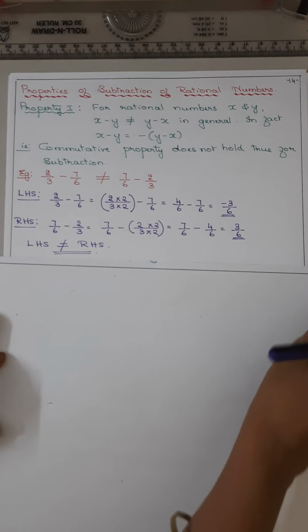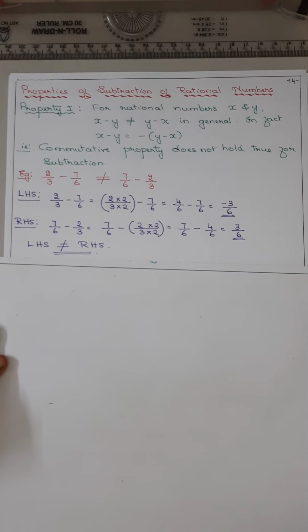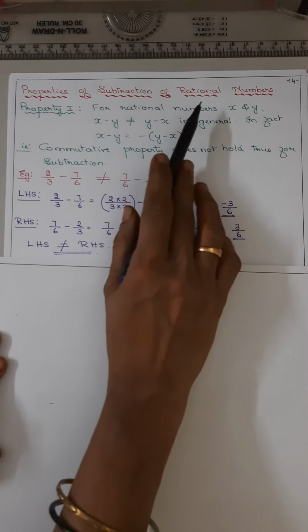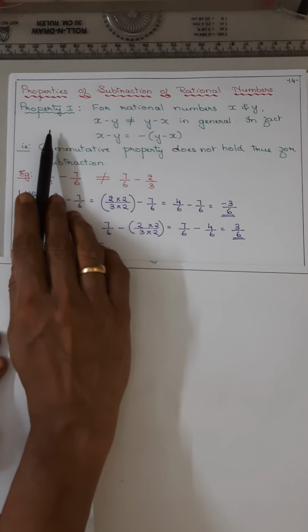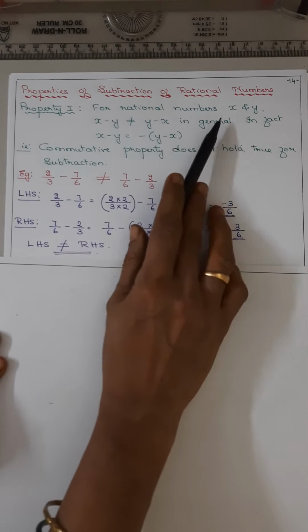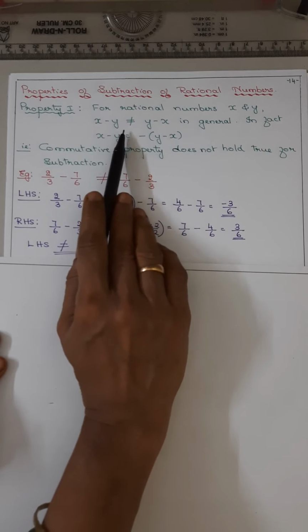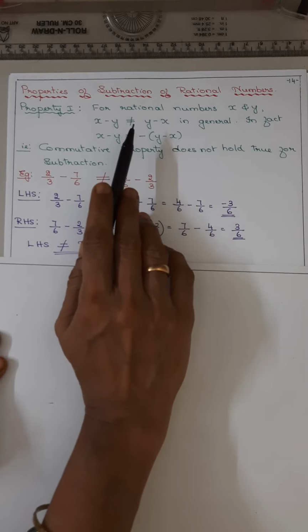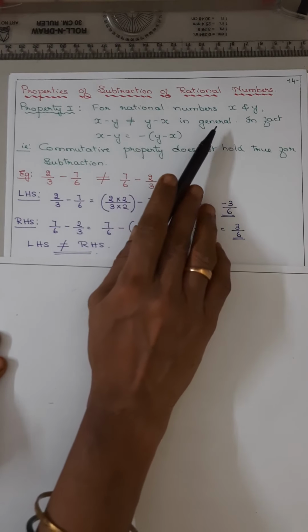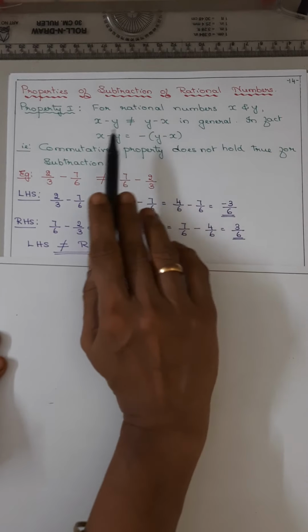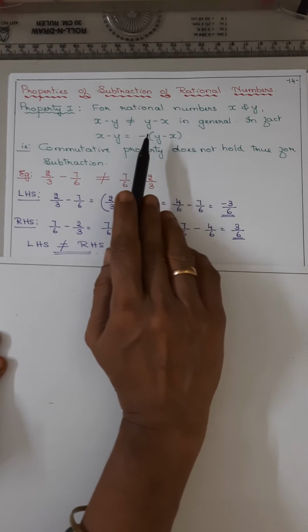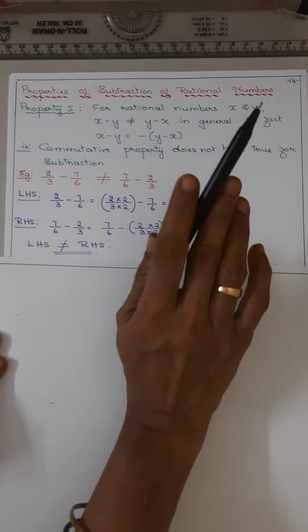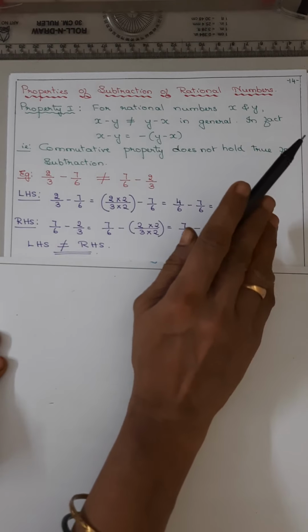Now coming to the properties of subtraction. In addition also we wrote like this. So properties of subtraction of rational numbers. The first property is, for rational numbers x and y, x minus y is not equal to y minus x. In addition yes, but in subtraction no. It is in general. In fact, x minus y is equal to minus of y minus x. The answer will be the opposite.